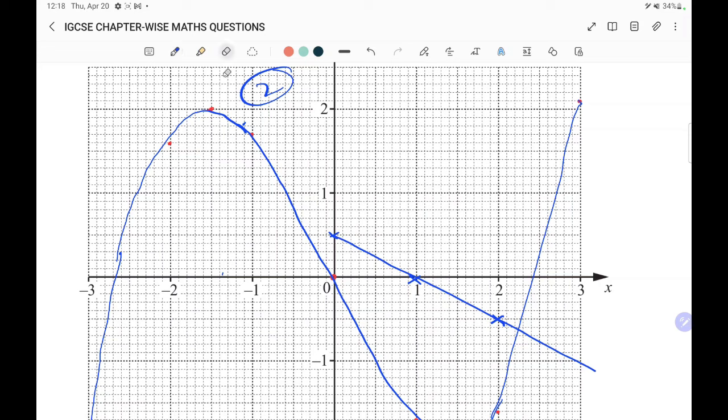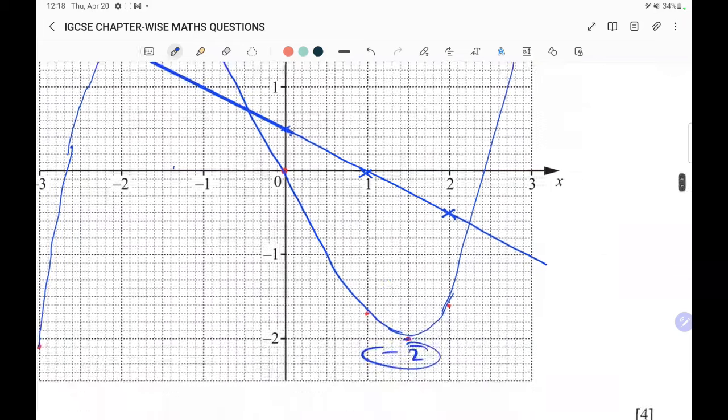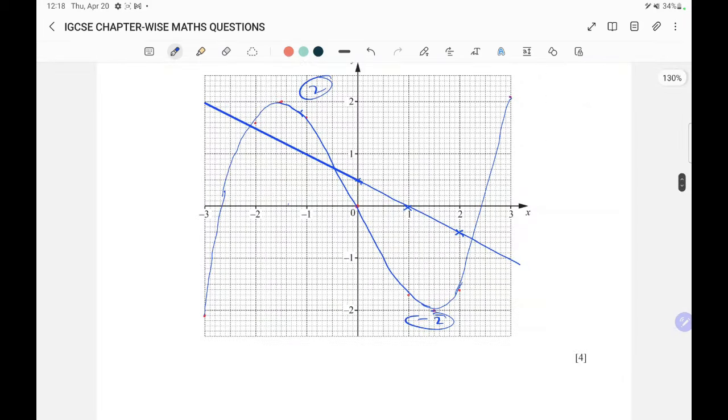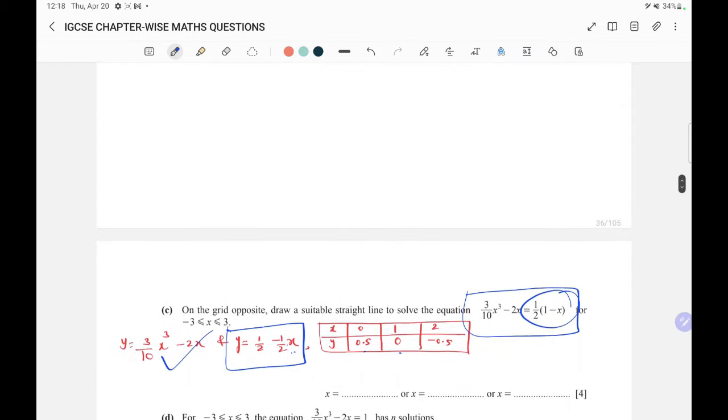I think it's not proper, but you should use a ruler to get it proper.